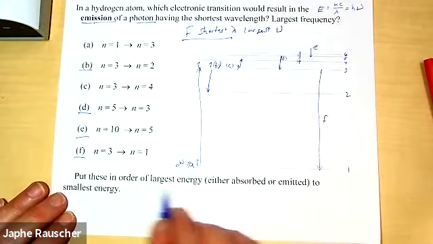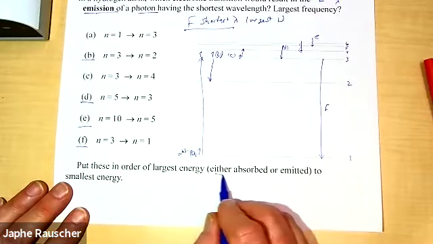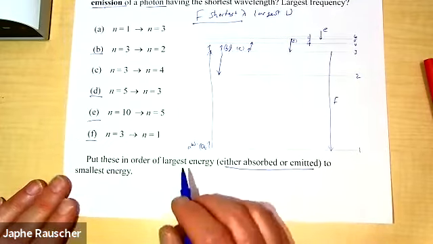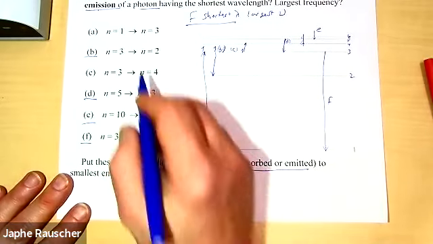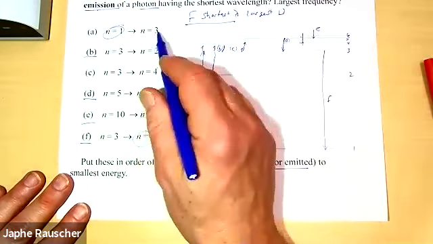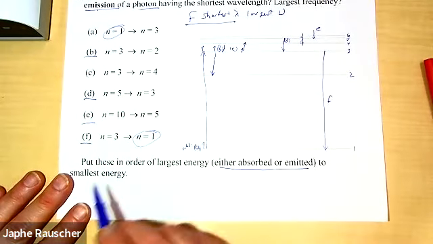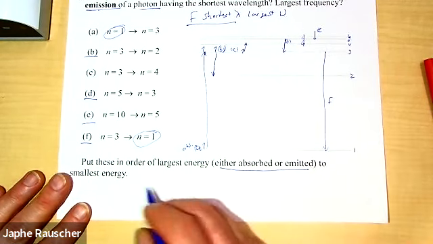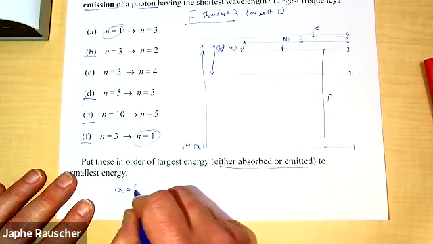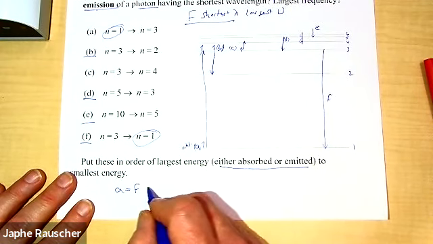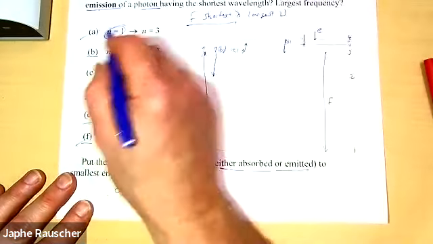Anyway, the last part here asks us to put these in order of largest energy to smallest energy, and we don't care whether it's absorbed or emitted. The largest ones are going to be the ones that involve n equals 1. So this one here and this one here. In fact, these two are exactly the same. This one starts at 1, goes up to 3. This one starts at 3, goes down to 1. So they're the same amount of energy. We're just going to put them together. A is degenerate with F. They have the same amount of energy, and they're the largest energies, right? So I'm done there and there.